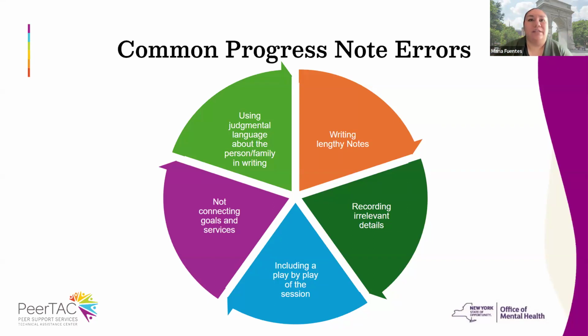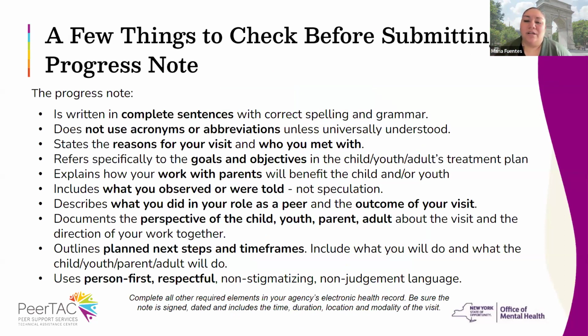Recording irrelevant details, Yvette talked about that a little bit. Saying things that have nothing to do with the service or with what's going on, including a play-by-play of the session, is not necessary. The one-on-one doesn't have to be thoroughly described. Not connecting goals and services, that's huge. And again, it is a skill that we can learn how to do. Sometimes using judgmental language, it's very, very hard. Especially as we are working through our lived experience, and sometimes our trauma gets activated through these things, right? We're working with families that have gone through what we have gone through.